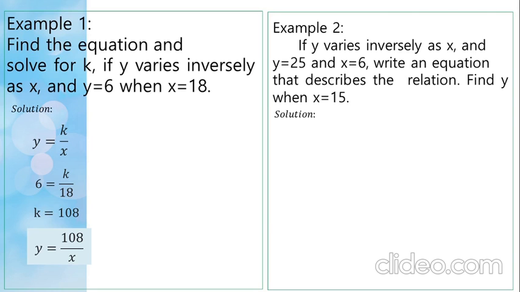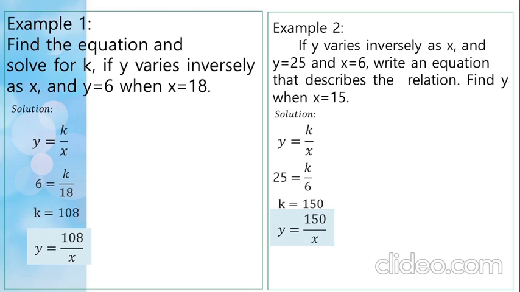For our solution, we translate y varies inversely as x into equation. So we have y is equal to k over x. Next, we substitute the values of x and y in the given equation. Therefore, we have 25 is equal to k over 6. Get their cross product to solve for k, or for the constant of variation. So k is equal to 150. For the equation of the variation, we have y is equal to 150 over x.